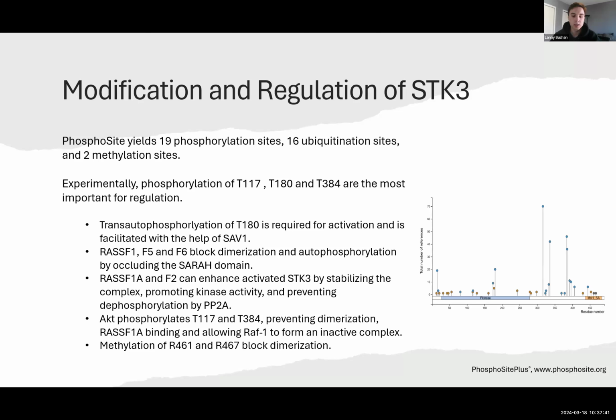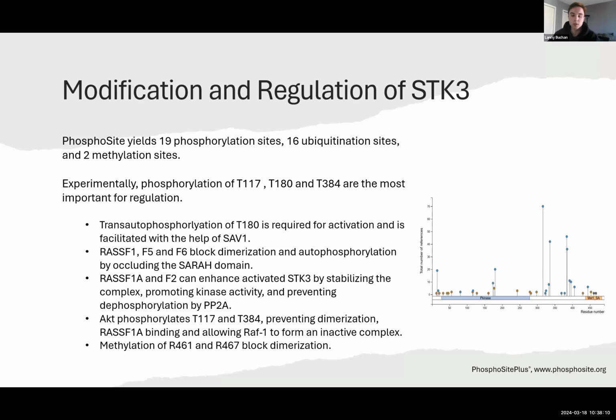As well, STIK3 activity is enhanced and inhibited by a group of proteins known as RASSF, or the Ras association domain family. RASSF1A, F6, and F5 have been shown to block STIK3 autophosphorylation and dimerization through an association with the SARA domain. In contrast, RASSF1A and F2 can stabilize the active dimer and enhance kinase activity. As well, they can protect that threonine 180 from dephosphorylation by PP2A.